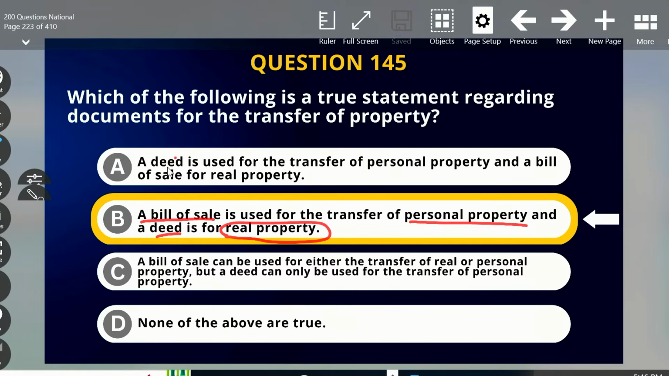The other ones, letter A here: a deed is used for the transfer of personal property. Not true. A deed is used for the transfer of real property, and a bill of sale is for personal. So this was the wrong answer. This is the opposite of B. And letter C: a bill of sale can be used for either the transfer of real or personal property. Not true. But a deed can only be used for the transfer of personal property. Not true. A completely inaccurate statement, letter C. And then none of the above are true is out of the realm of applicable, and we have letter B here.